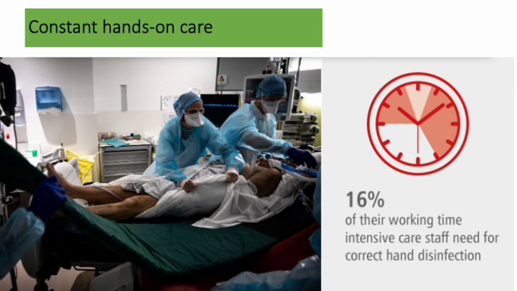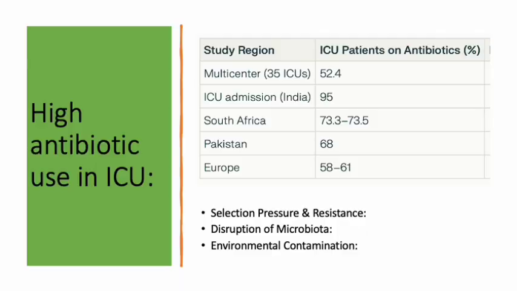These patients need constant care, for example, positioning, physiotherapy, drug administration, feeding, and investigations. Staff spend a large percent of their work hours in direct patient contact. This increases transmission opportunities. High antibiotic usage is a norm in ICUs. This can be around 50% of the ICU patients receiving antibiotics in the Western world to about 90 or more percent of patients receiving antibiotics in India.